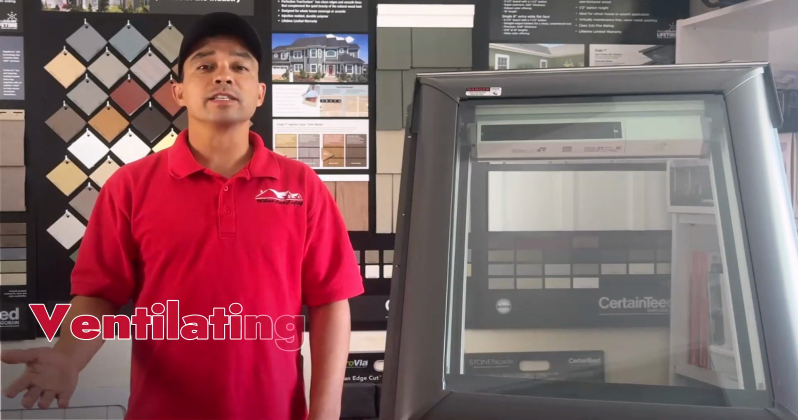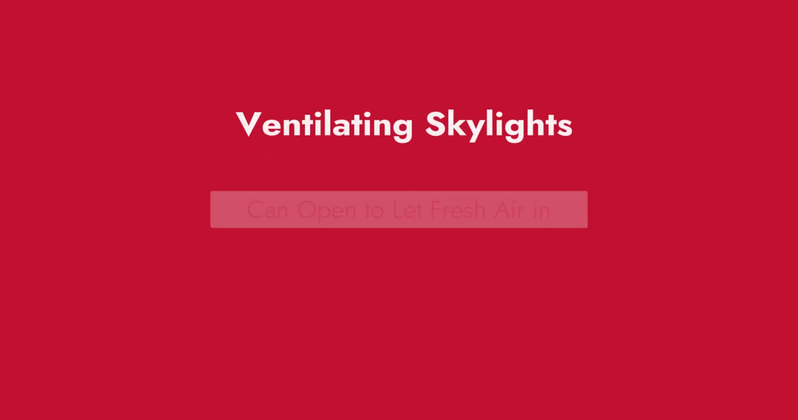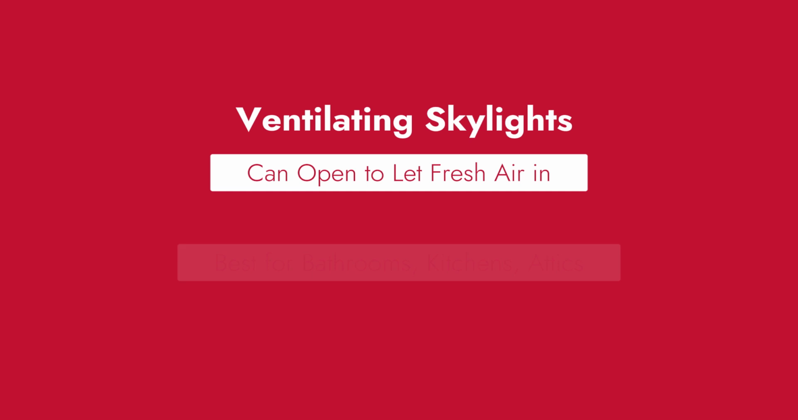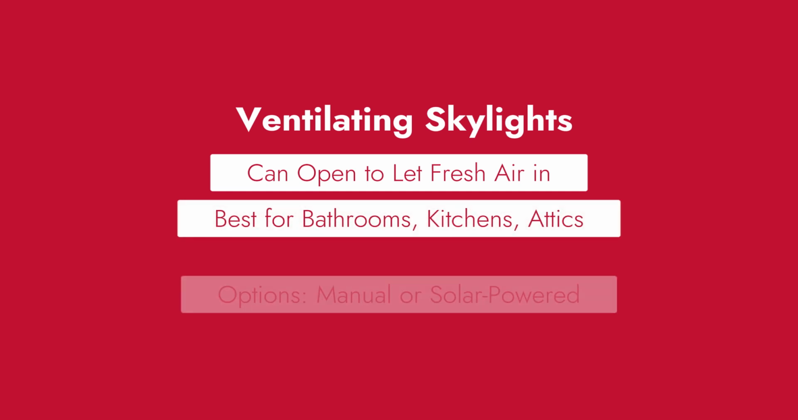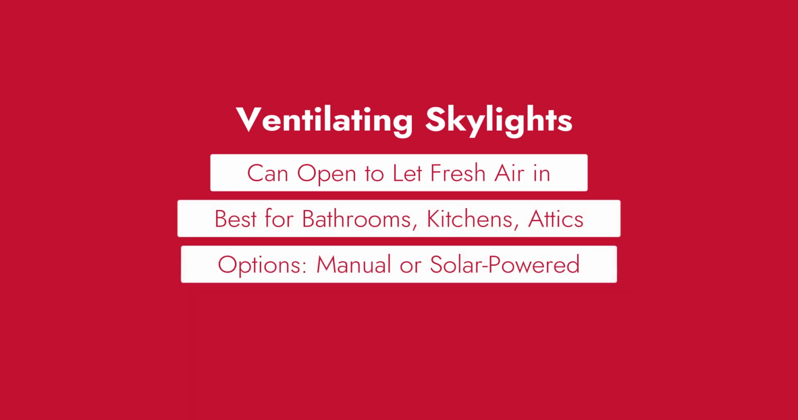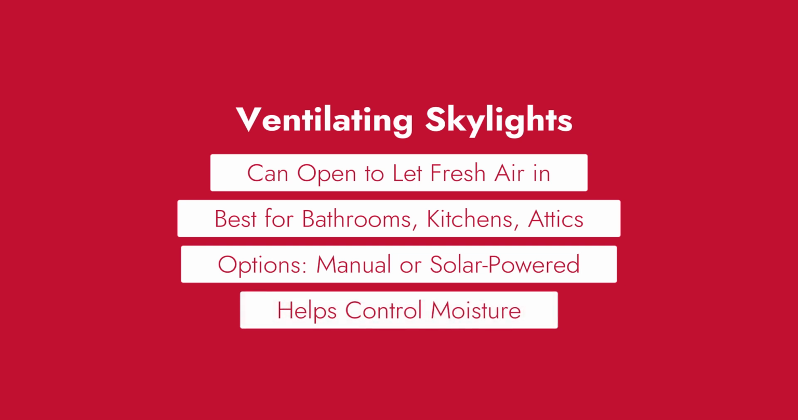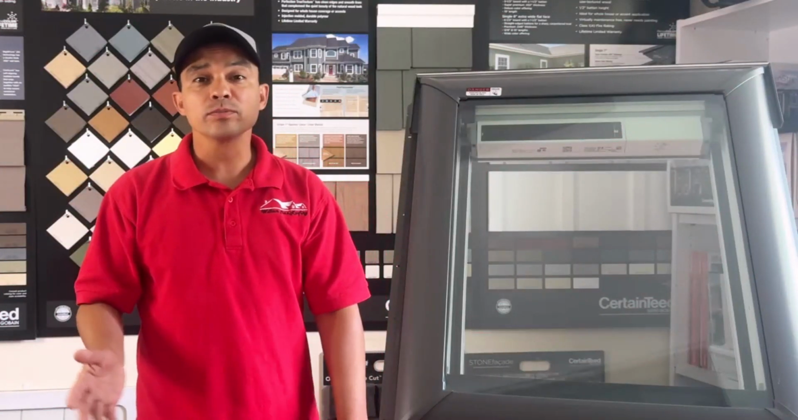Next, we have ventilating skylights. These skylights can actually open to let fresh air in. They're perfect for bathrooms, kitchens, or even attics. You can choose a manual skylight or a solar powered skylight. This way you have two different options. The added bonus is that they actually help with moisture control. This is huge for steamy rooms like a bathroom.